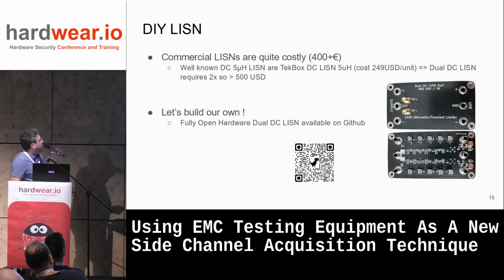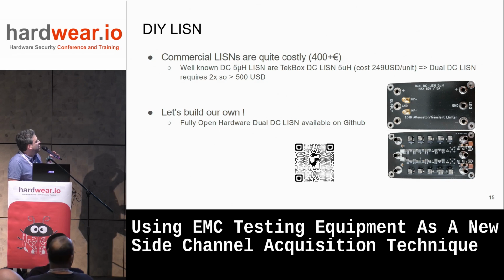So let's present commercial LISNs, which are quite costly, about 400 euro. The well-known one, which is a DC 4 microhenry LISN, is the TekBox DC LISN. To have a full dual LISN, with both sides, plus and minus, we will see after why we need both. We need 2 boxes like that, so it's about $500 US. So let's build our own.